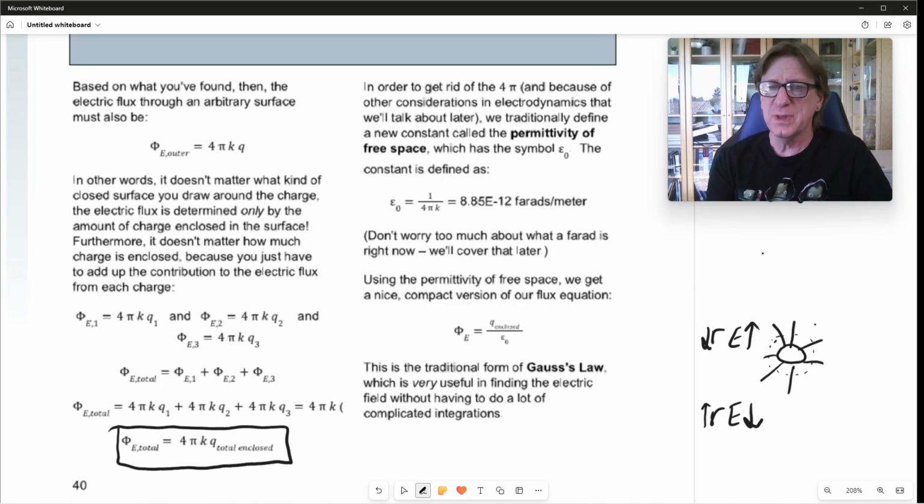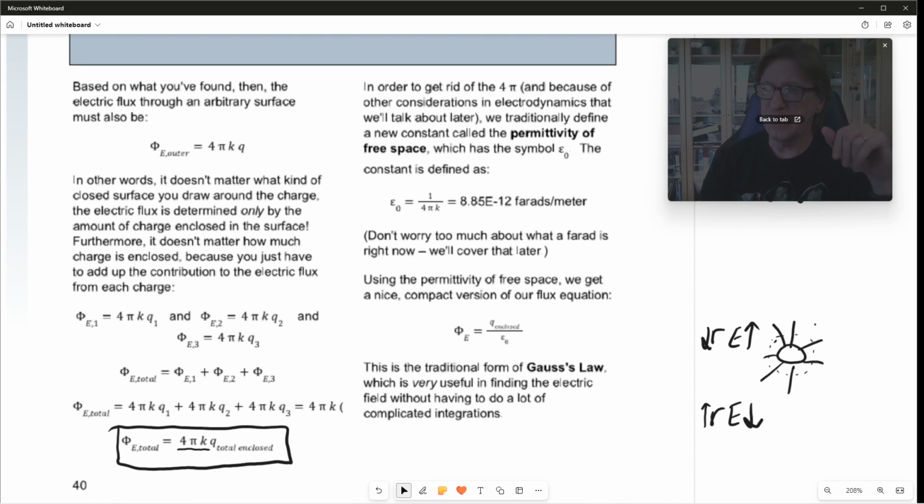And so it's defined to be 1 over 4 pi k, where k is Coulomb's constant. If you work that out, you get 8.85 times 10 to the minus 12 farads per meter. Don't worry about farads. It's actually a unit of capacitance. And we've talked about capacitors, but we'll get to defining that later on. Notice that that has to be a very small number because k is a very large number. So make sure that you can follow that. The only reason we choose this is because then I can divide out this 4 pi k that you see here.